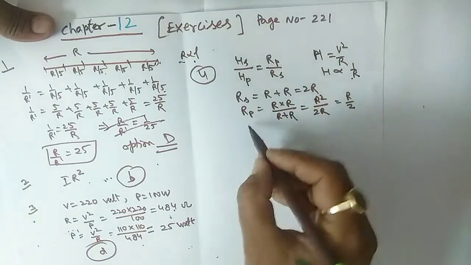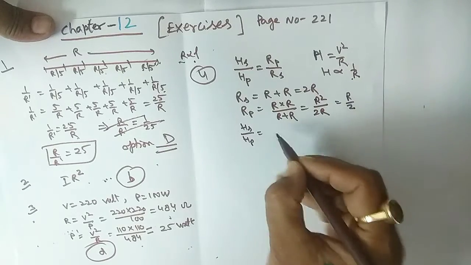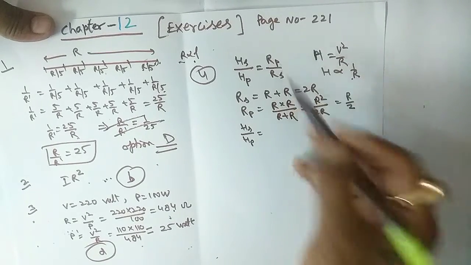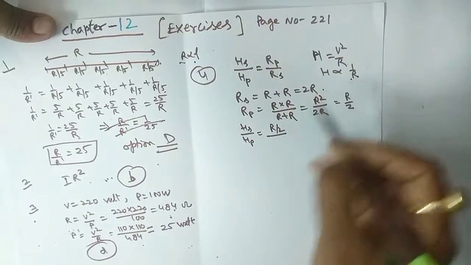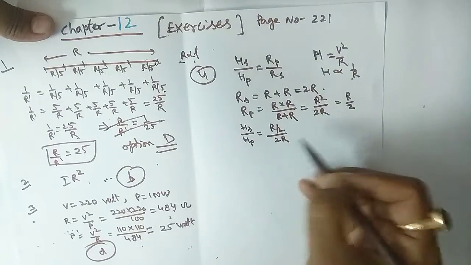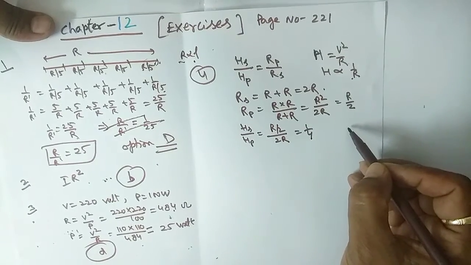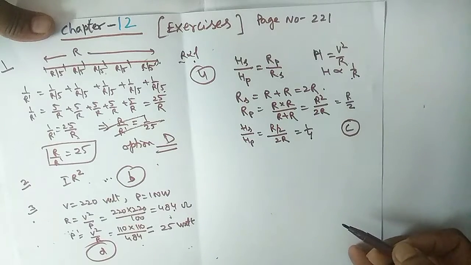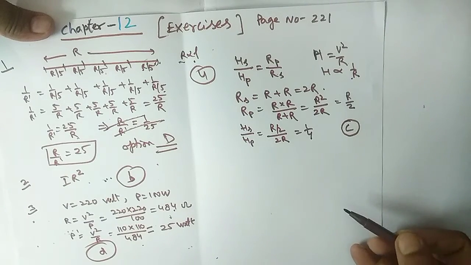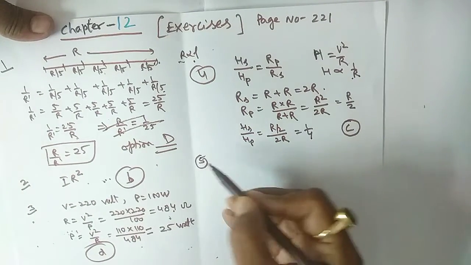Clear? So put here. So heat in series upon heat in parallel is equal to Rp, that is in parallel, it is R upon 2, and in series it is 2R. So R is cancelled, it is 1 upon 4. So option C is correct of question number 4. So these first 4 questions were the multiple choice questions. Now come to the question number 5, a numerical.